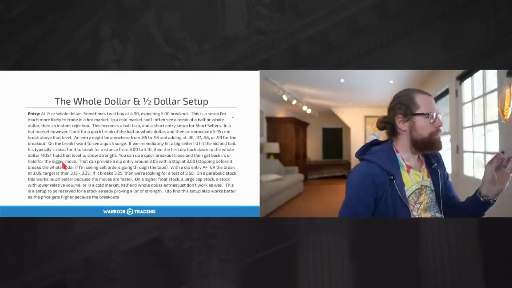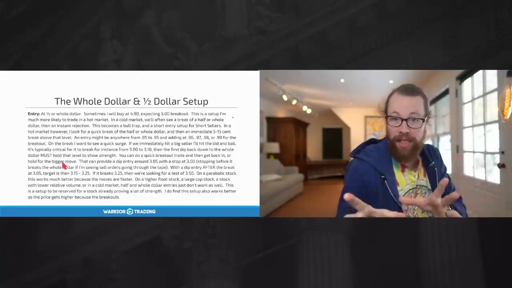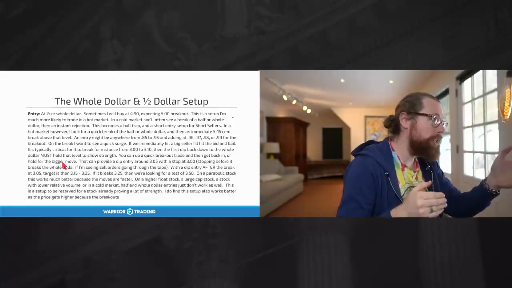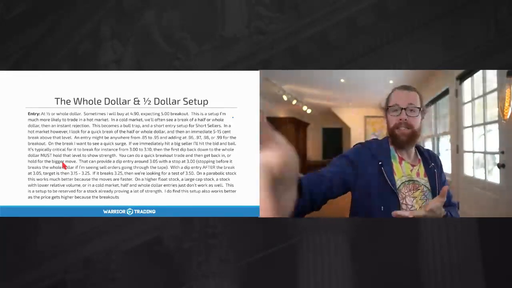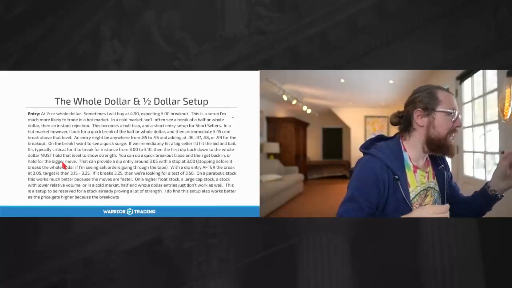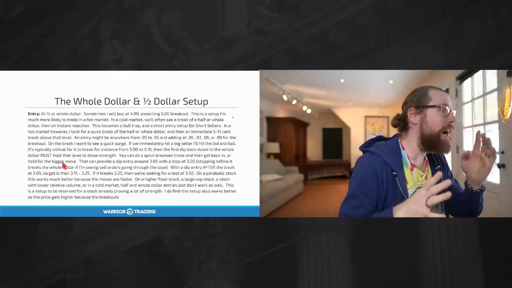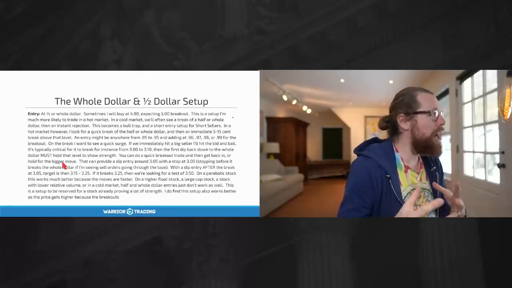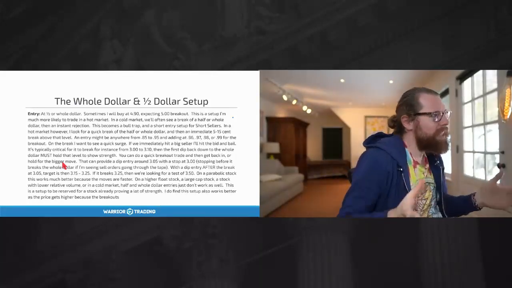So the entry at a half dollar or a whole dollar. Oftentimes, I will buy a little early, like at $4.90, anticipating the breakthrough of the next level, $5. This is a setup I am much more likely to trade in a hot market. In a cold market, we'll often see a break of half and whole dollars and then an instant rejection, a false breakout. The market's not hot enough.